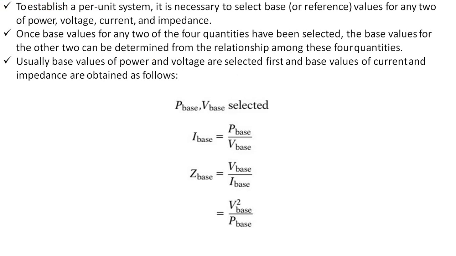To establish a per unit system, it is necessary to select the base values of any two of power, voltage, current and impedance. Once base values of two of the four quantities have been selected, the base values of the other two can be determined from the relations among the four quantities. Usually base values of power and voltage are selected. First, base values of current and impedance are obtained as follows. V phase is equal to V base selected. I base is equal to S base divided by V base. Z base is equal to V base divided by I base, then V base squared divided by S base.